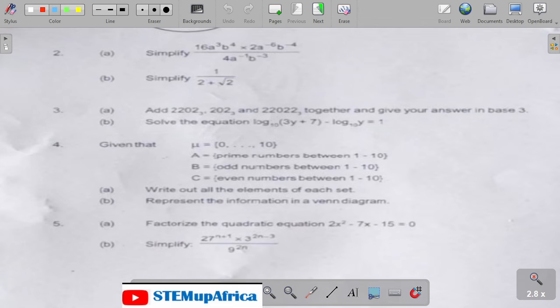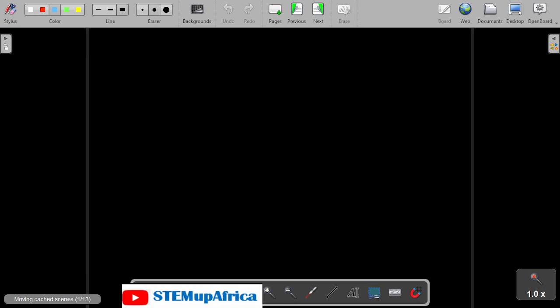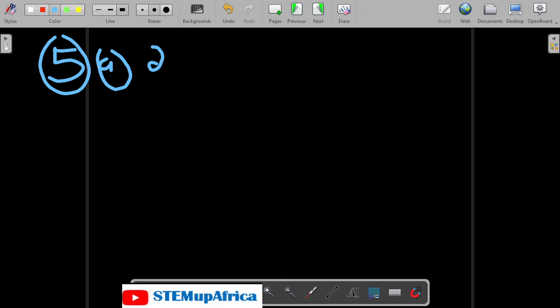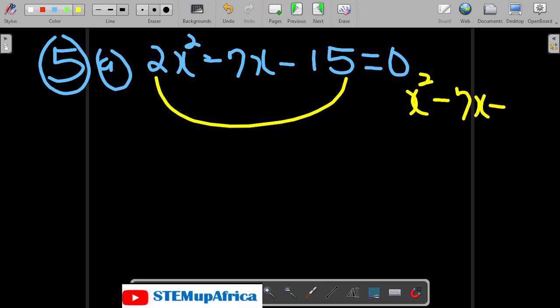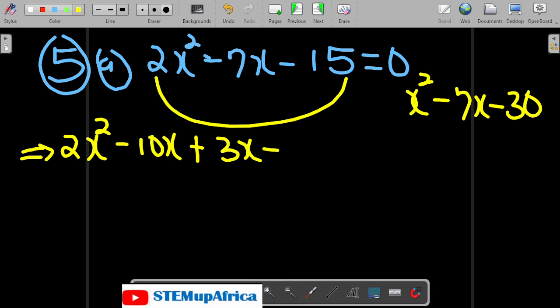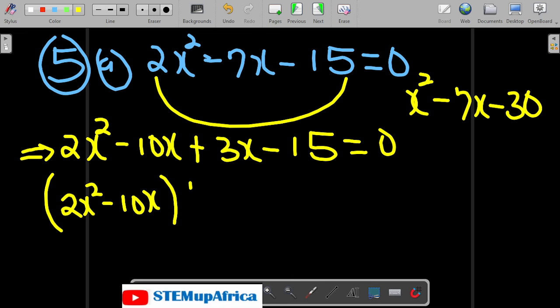Say factorize the quadratic equation 2x squared minus 7x minus 15. So we have 5a. Factorize 2x squared minus 7x minus 15 is equals to 0. So when you have a factor before the square, use that factor to multiply the constant. 15 times 2 is 30. So what can I multiply to have minus 30, and if I add up, I have minus 7? It's minus 10 and plus 3. So now this implies that 2x squared minus 10x plus 3x minus 15 equals to 0. Bracket the first two, 2x squared minus 10x, and the last two, 3x minus 15 is equals to 0.